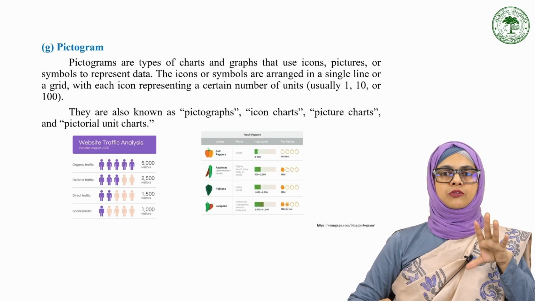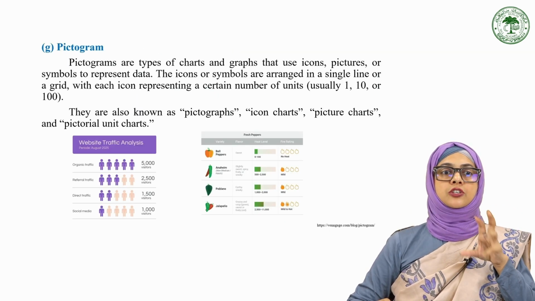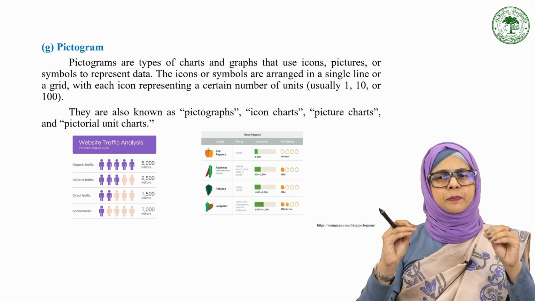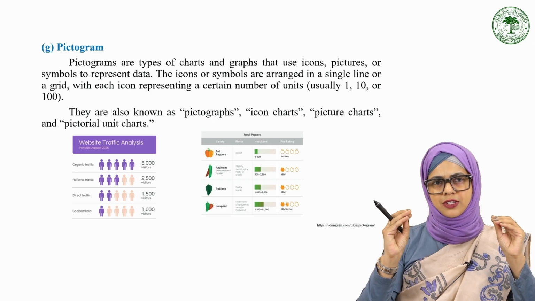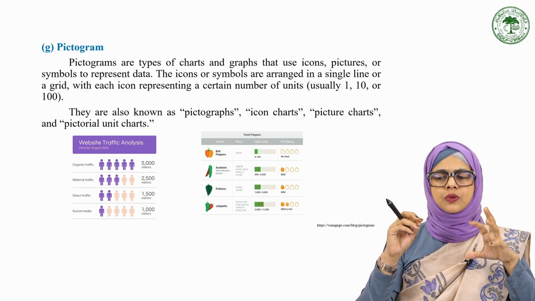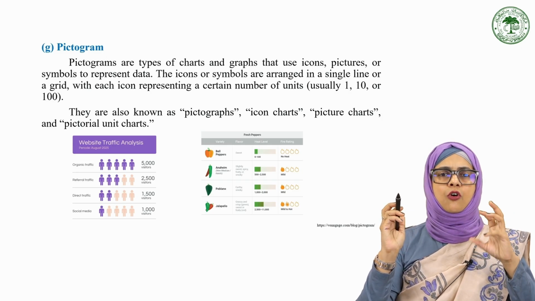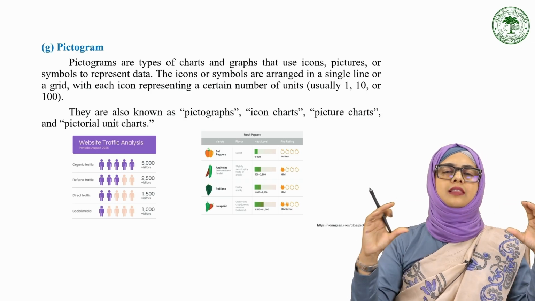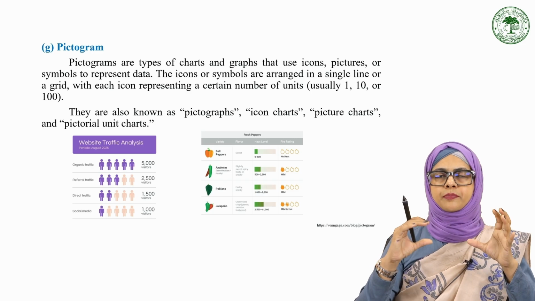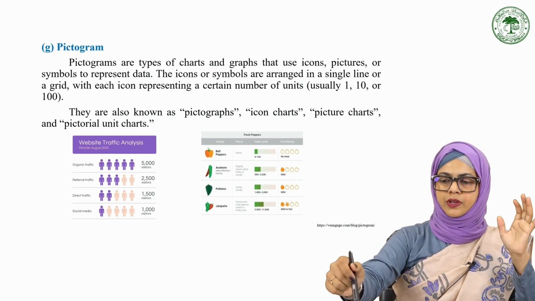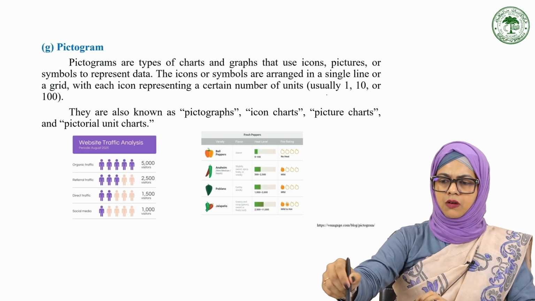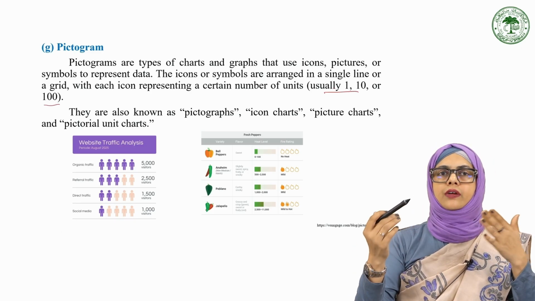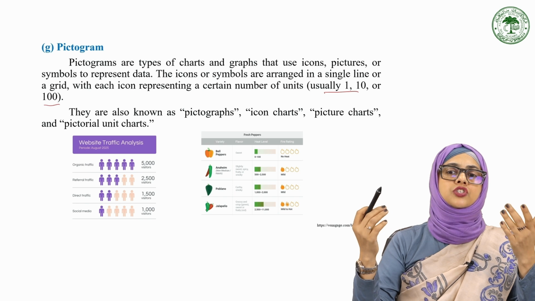Next, the next type of representation is through pictogram. Now, pictogram is a very interesting and, I should say, the simplest form of visual data representation. Okay, so here the pictures are presented in the form of icons or symbols to represent the data, and they are arranged in a single line or a grid, and each one represents some kind of a unit. It could be usually 1, 10, or 100. And they are also known as pictograph, icon charts, picture charts, and picture unit chart.